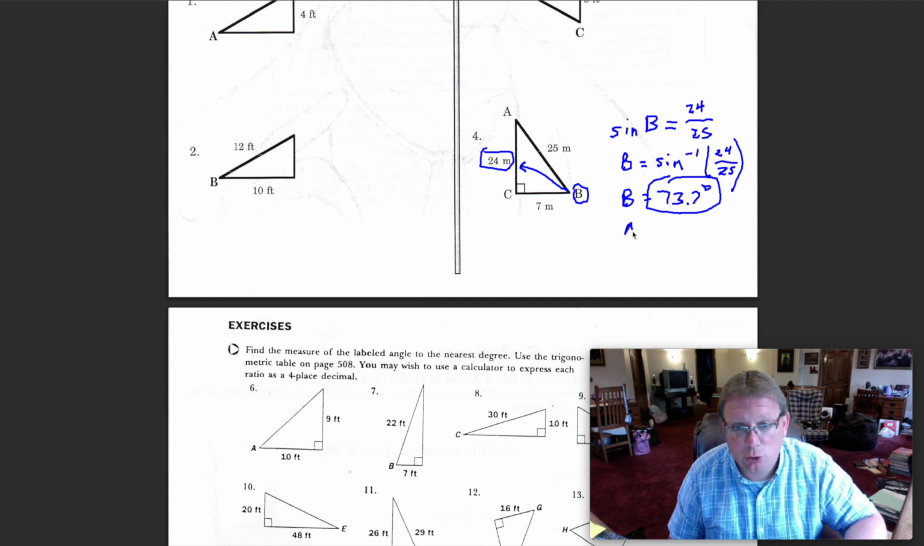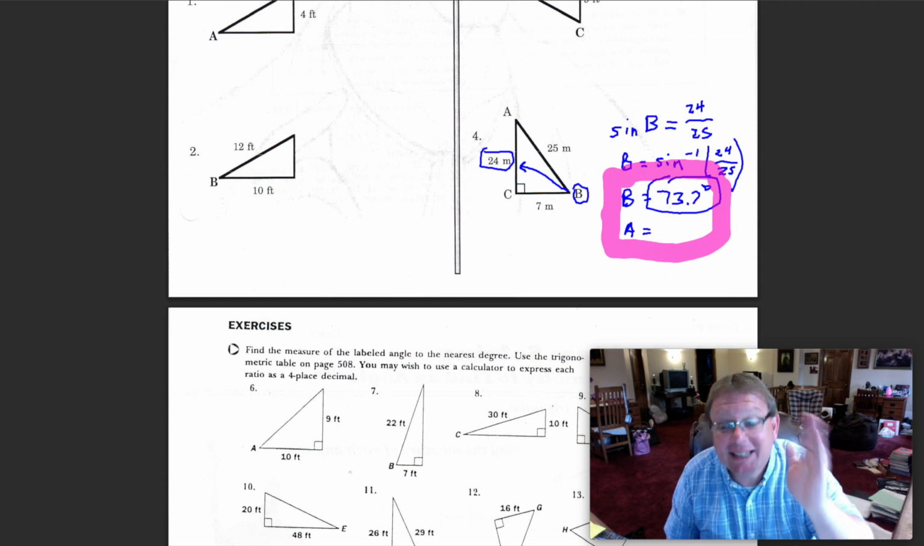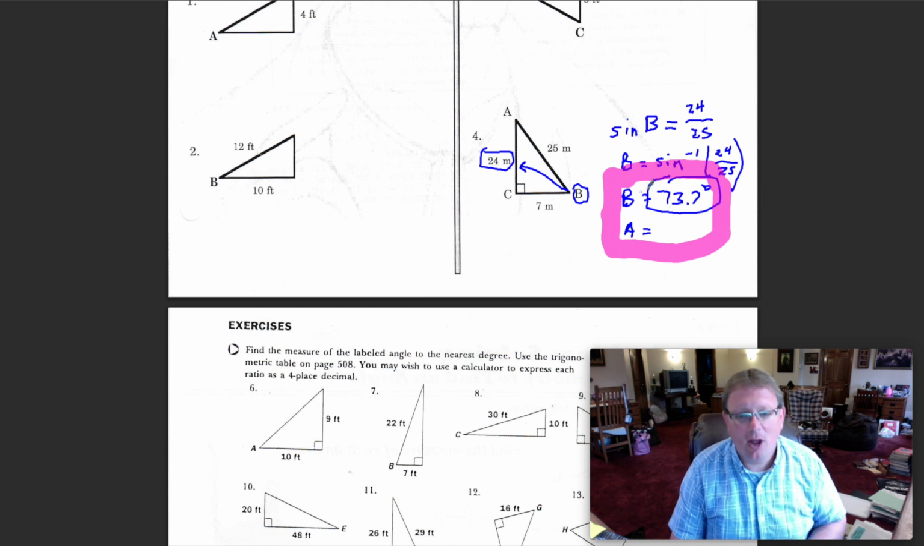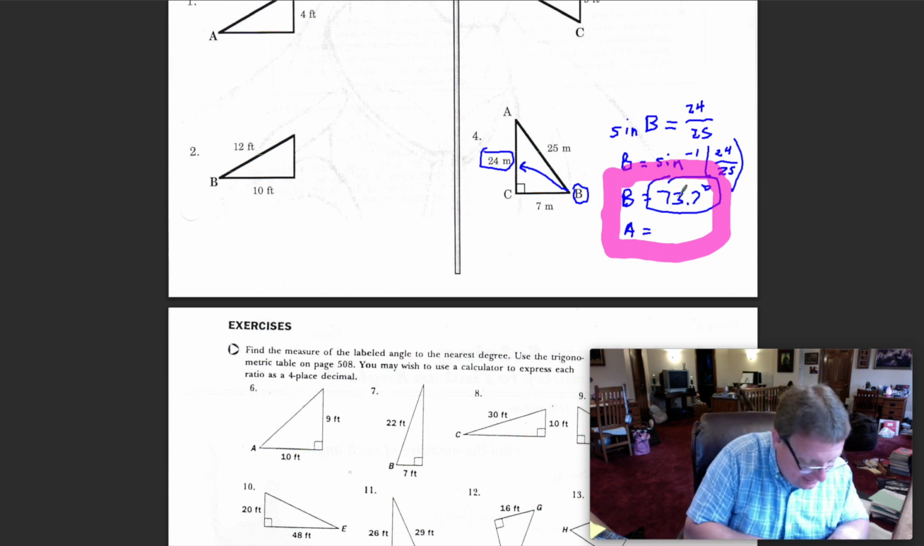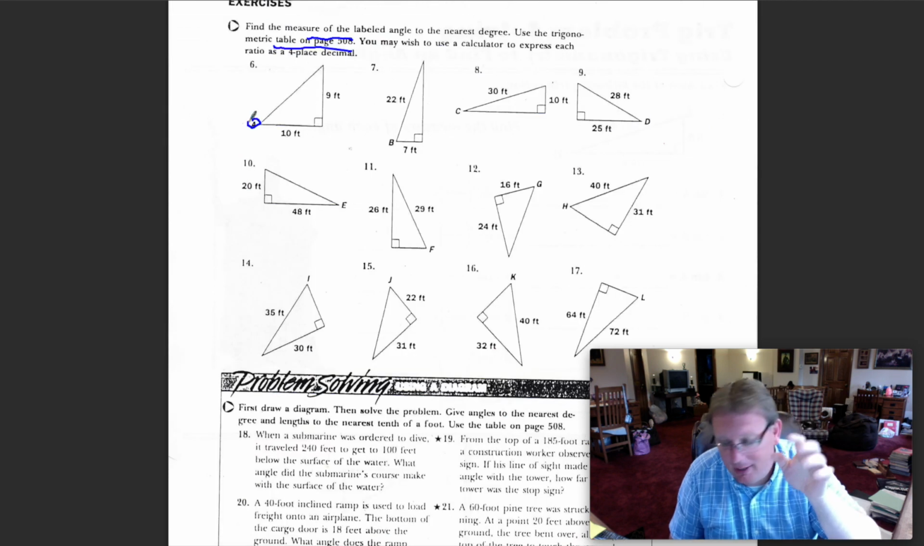Well, we could use trig, and we could do sine of A is 7 over 25. But what did we say, Joe, that these two angles have to add up to? Yeah, they're complementary. So what does that mean, Ilya? They add up to 90. And so all you have to do is do 90 minus 73.7. And Judo, what is that? Yeah, 16.3.